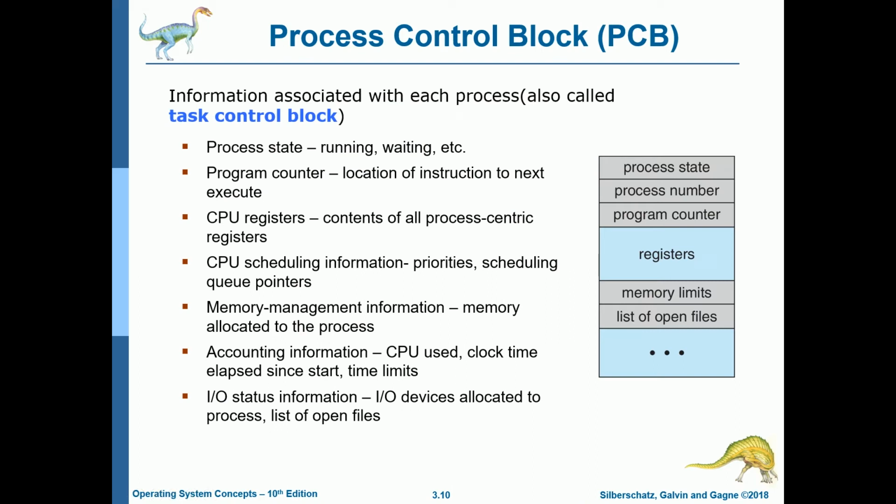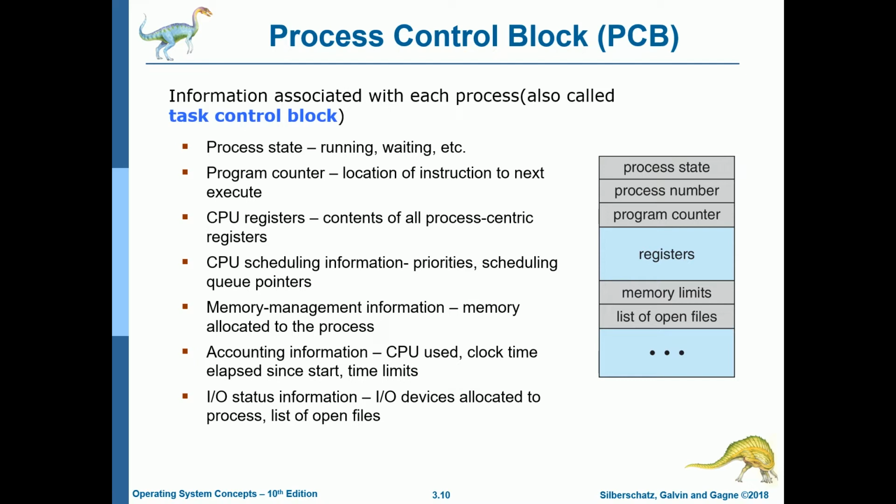Each process is represented in the operating system by a structure called a process control block, PCB. This is also sometimes referred to as the task control block. It contains many pieces of information associated with the specific process, and some of these include the process state. Once again, that's the state of the process, so that could be new, ready, running, waiting, and also terminated. It also contains a program counter. This counter indicates the address of the next instruction to be executed for the process.